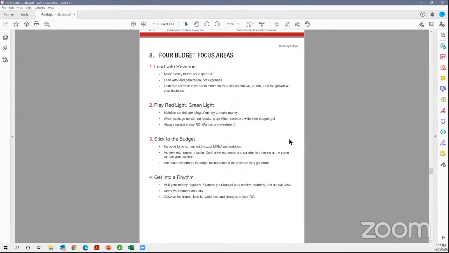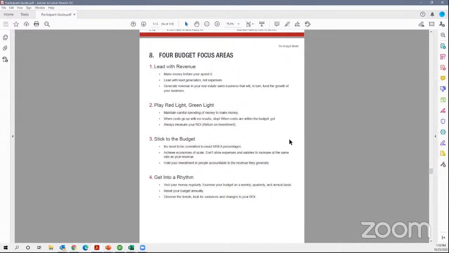A common theme anytime you're talking to your accountant, anytime you're talking to anyone familiar with the budget model and the MREA, the biggest thing they're going to say, and that's why this is number 1, is lead with revenue. Make money before you start to spend it. A lot of people will go ahead and say, well, I'm just going to spend this anyhow, and then I'll make money later. No, just lead with revenue. When you have the revenue, then you can start spending the money.